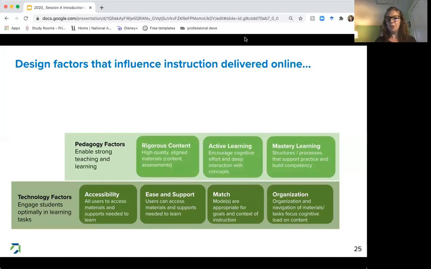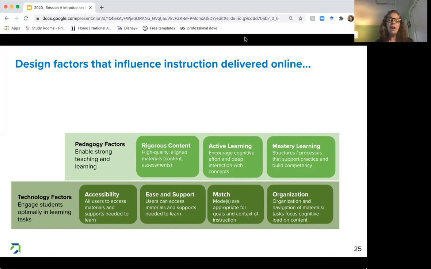Next up, active learning. So how are we encouraging students during sessions to engage deeply, to exert cognitive effort, to interact with the concepts and ideas that we are asking them to interact with? Are we giving them opportunities for metacognition? Are we asking them to engage in retrieval and reflection? Are they engaging in discourse with their peers? These are all ways that we can make learning more active. And in remote instruction, it's really important because it's very easy to passively digest that which is provided to us over a screen.